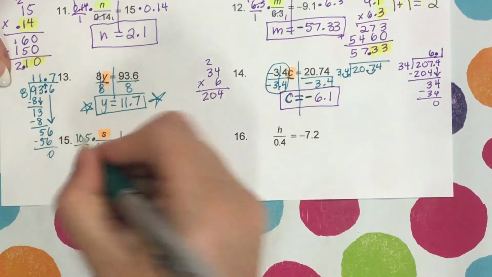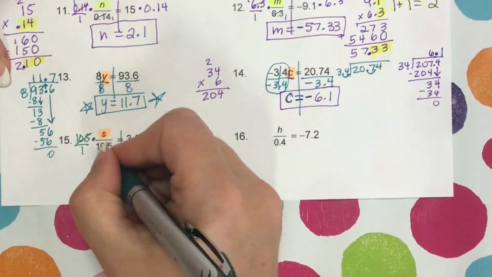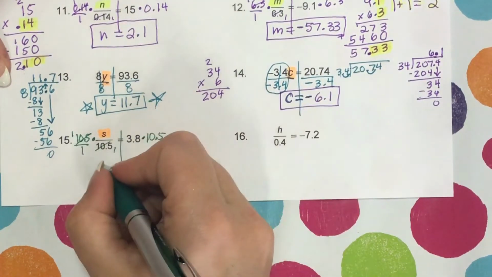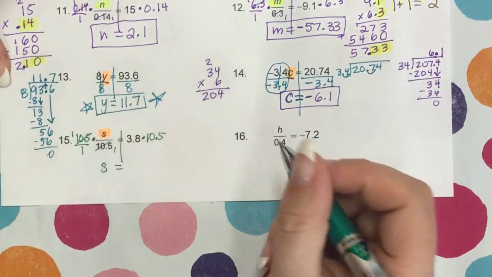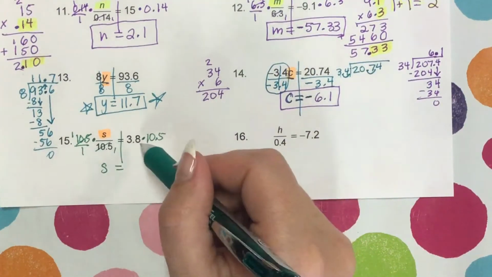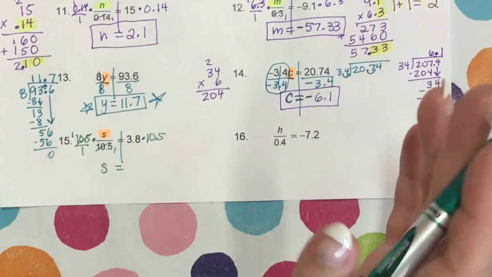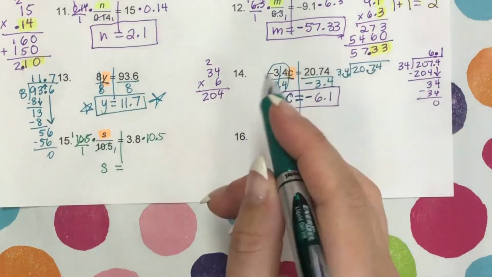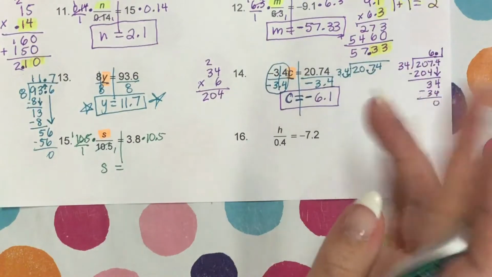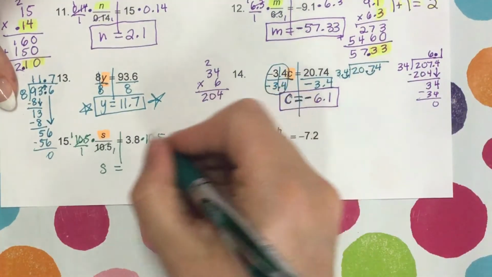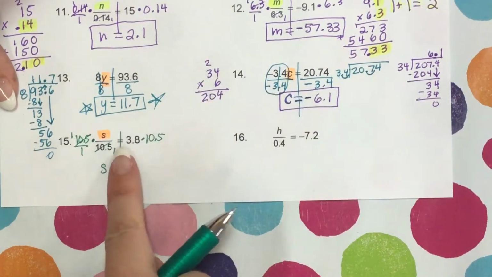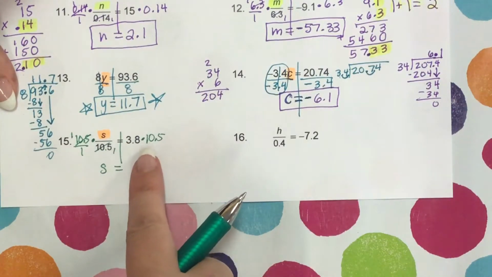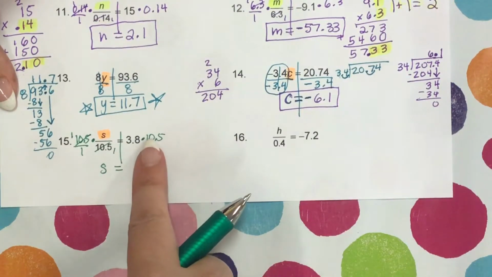This becomes 10.5 over 1, and these 10.5s cancel each other out and become 1. 1 times S is S. And then we have 3.8 times 10.5, and I need to determine what that is. So I'm going to go over here. Now, when I look at the number of digits, 3.8 has 2 digits, 1, 2, and 10.5 has 1, 2, 3 digits.